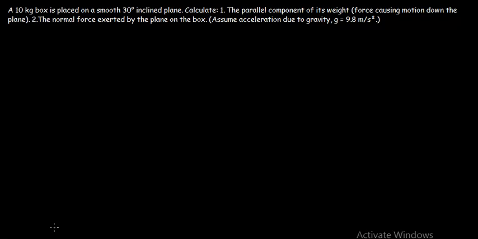Let's assume we're given this kind of problem which says a 10 kg box is placed on a smooth 30-degree inclined plane and you're asked to calculate the parallel component, which is the force causing the motion down the plane. And secondly, you're asked to calculate the normal force, which is the force exerted by the plane on the box. And we need to assume the acceleration due to gravity is 9.8 meters per second squared. How can we solve this problem?